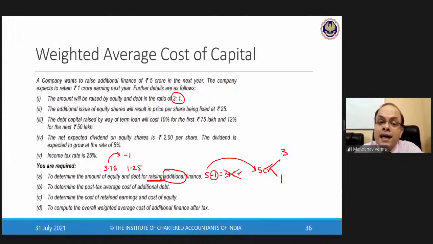Yeah, Anant, I guess you understood what would have happened. If we had divided the balance 4 crore into 3:1 and then added, we would have disturbed this ratio. We would have made this ratio 4:1, which would not have been a good idea, right? Because the amount will have to be raised by equity and debt in that ratio, right? So 3.75 and 1.25. That is absolutely the correct approach.